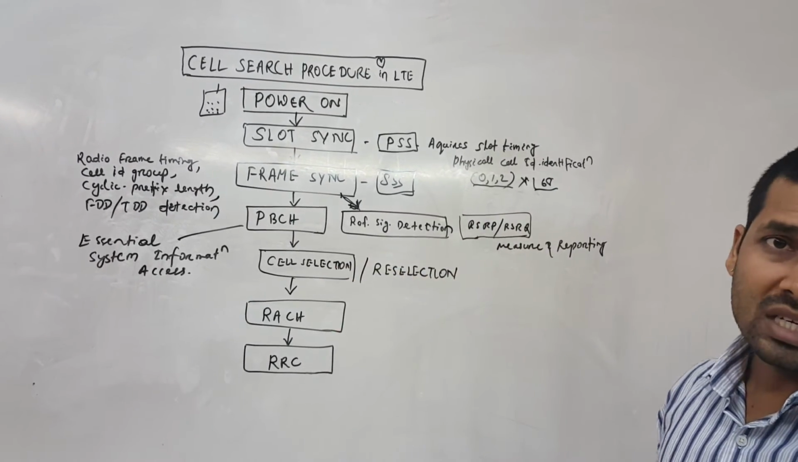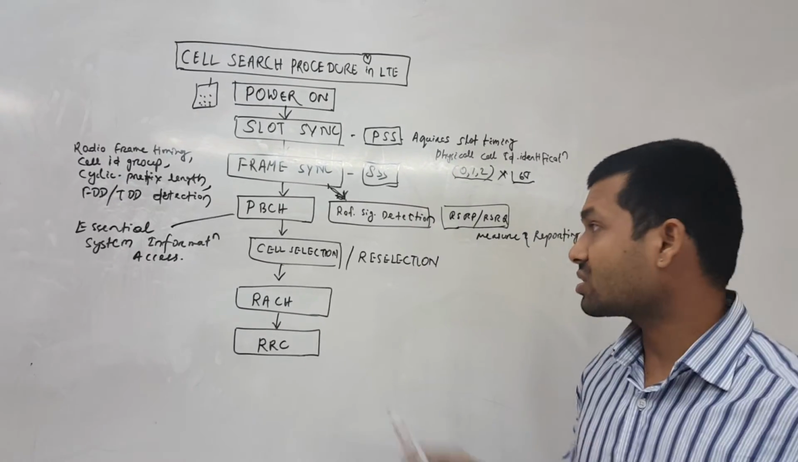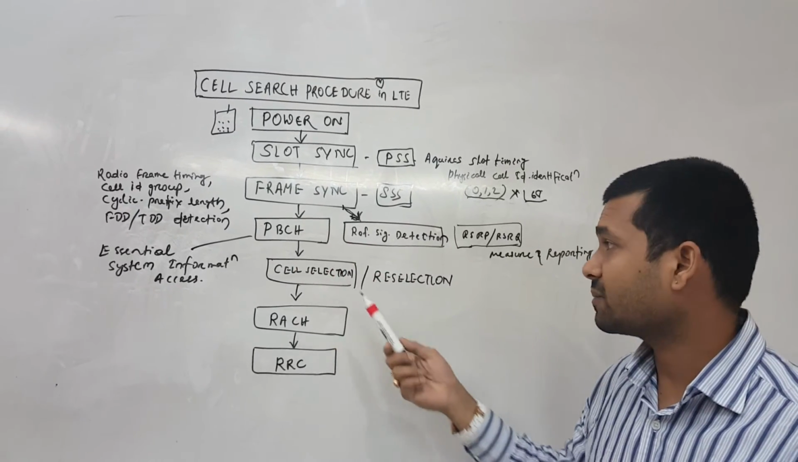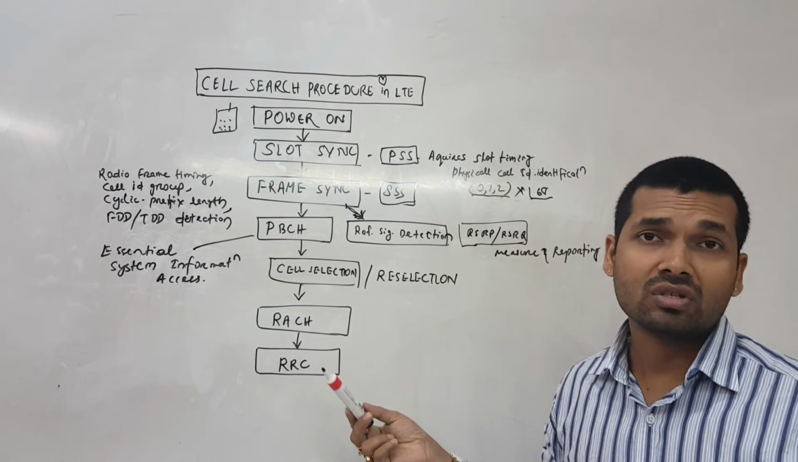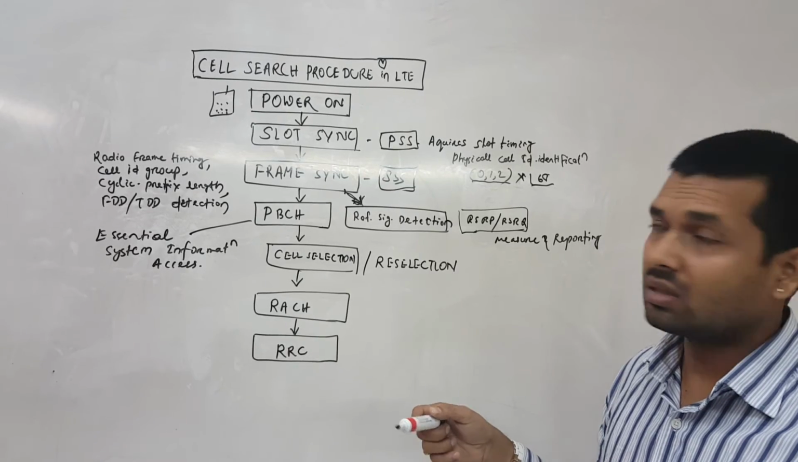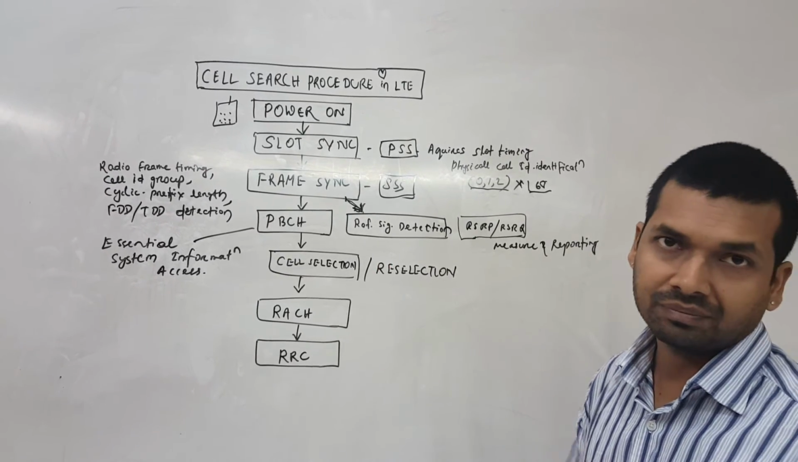Then we can do the cell selection. If we have a suitable cell to camp on, we choose this cell, we select or reselect. If we are in idle mode, we reselect the cells. And if we want to request any service or to access the network, or respond to paging or something, we do the RACH procedure and then RRC.